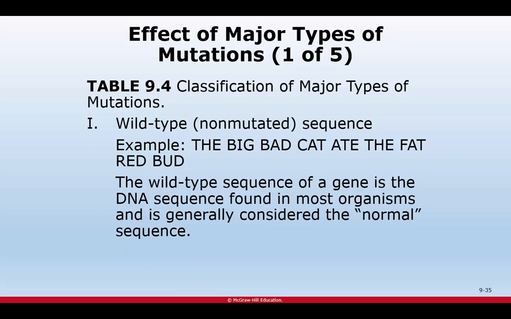Now, we're going to go through the effects of the 5 major types of mutations. First, there's the wild type, which is the non-mutated sequence. For instance, the big bad cat ate the fat red bug. The wild type sequence of this DNA sequence that's found in organisms is just considered the normal sequence. Okay? The big bad cat ate the fat red bug. That's the normal non-mutated sequence.